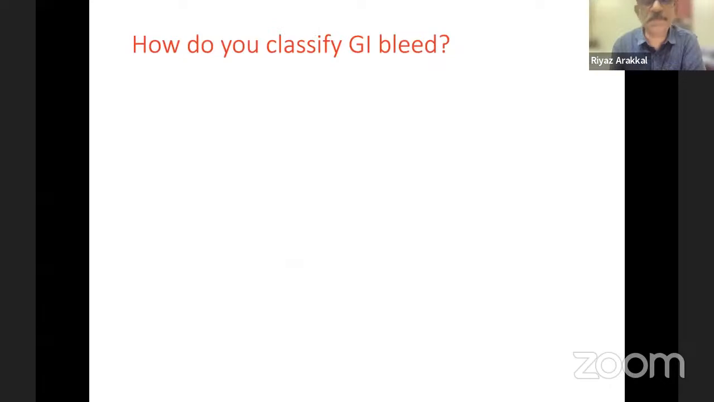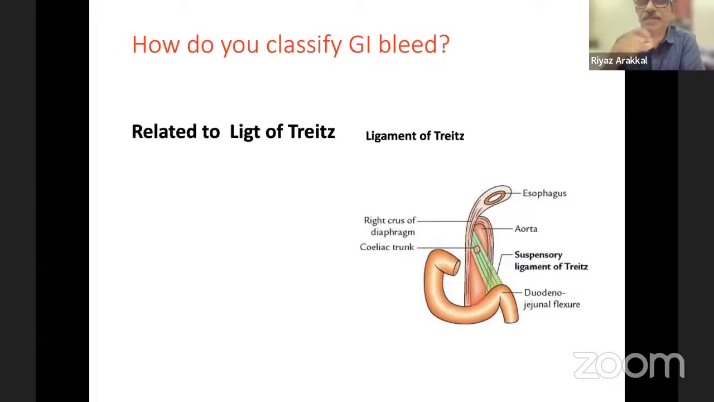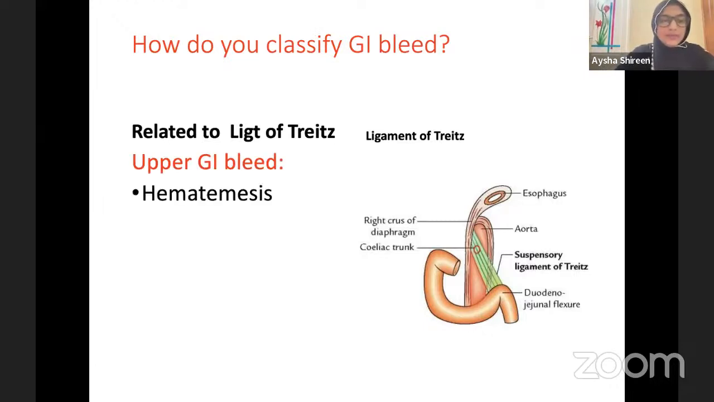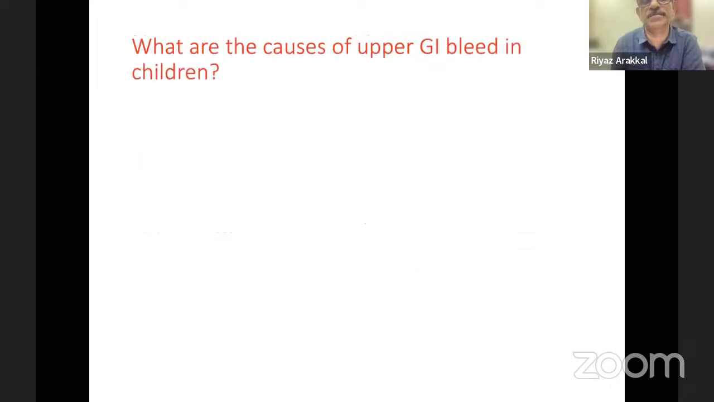Now, what is the basis of this classification? It is based on the ligament of Treitz. Where is the ligament of Treitz? At the junction between the duodenum and the jejunum. When the pathology is proximal to the ligament of Treitz, it's called upper GI bleed, and when it is beyond the ligament of Treitz, it's called lower GI bleeding. Upper GI bleed may present as hematemesis, melanemesis, or as melena. Lower GI bleed usually presents as hematochezia, or passage of fresh blood in the stools, or occult blood.